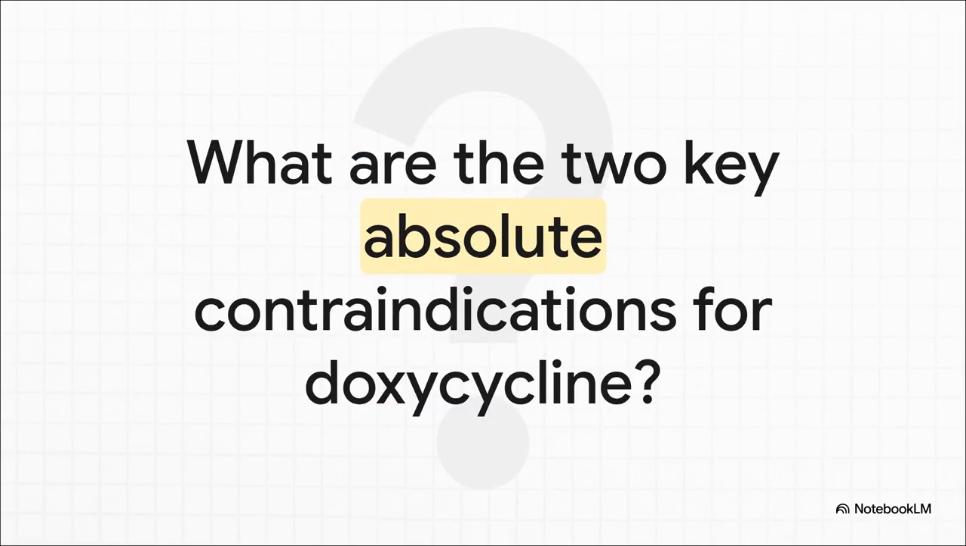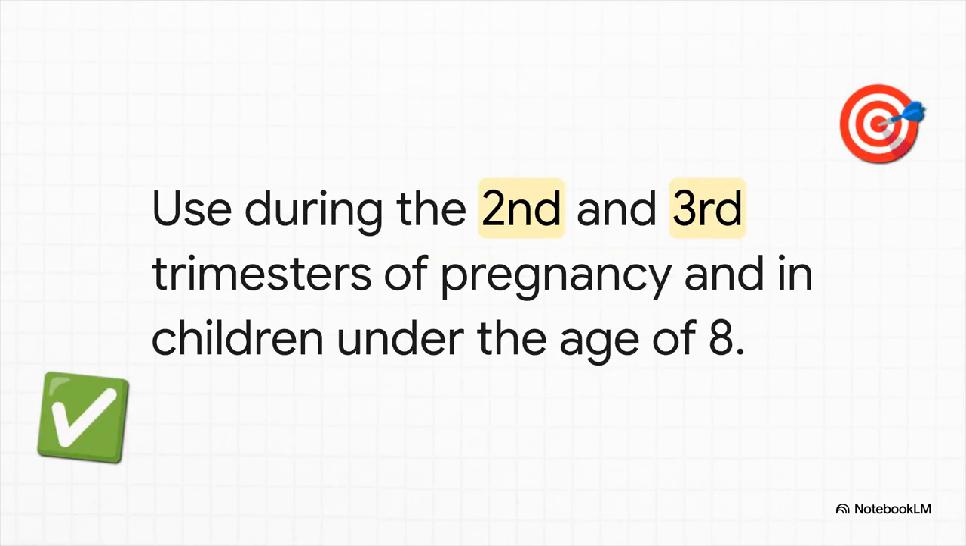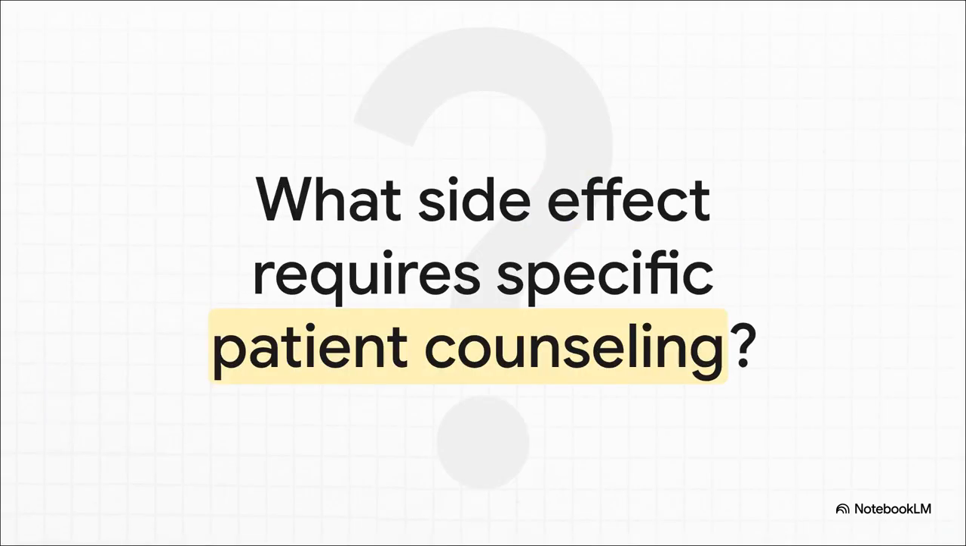Okay, to wrap things up, let's just solidify the two most critical safety takeaways with a quick question. First up, what are the two populations in which doxycycline is absolutely contraindicated? That's exactly right. Use is contraindicated during the second and third trimesters of pregnancy and in children under the age of 8. And it's all because of that risk of permanent effects on teeth and bones from binding to calcium hydroxyapatite. All right, second question.